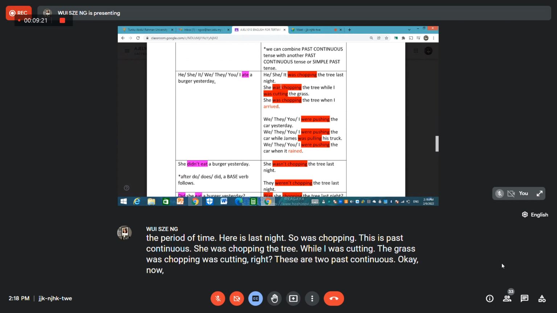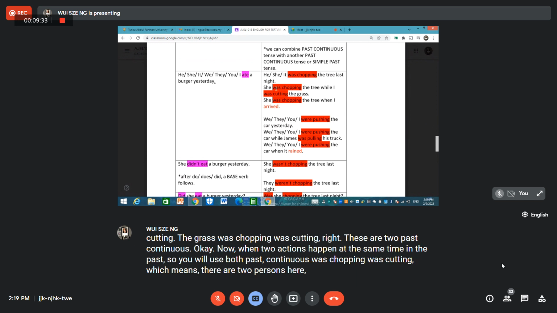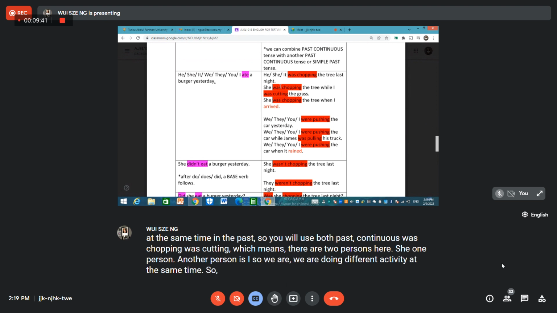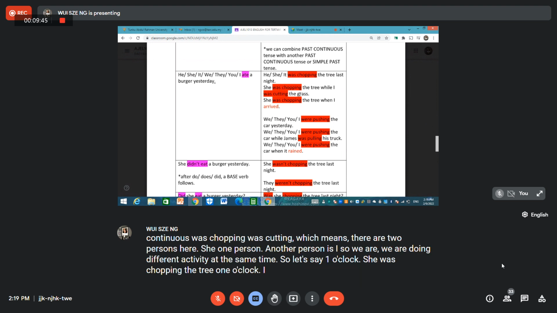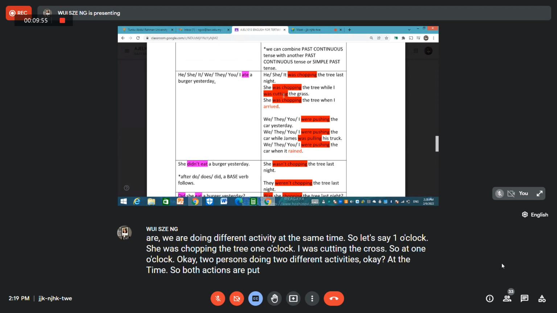Now when two actions happen at the same time in the past, you will use both past continuous. Was chopping, was cutting, which means there are two persons here. She, one person, another person is I. So we are doing different activities at the same time. So let's say at 1 o'clock, she was chopping the tree. At 1 o'clock, I was cutting the grass. Two persons doing two different activities at the same time. So both actions are put in past continuous tense.